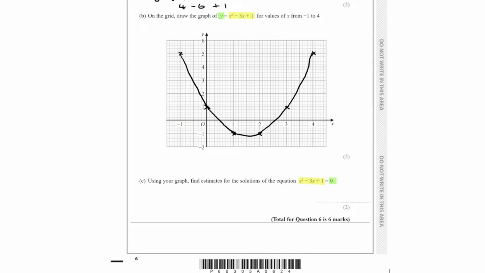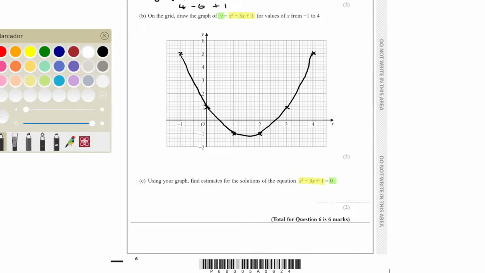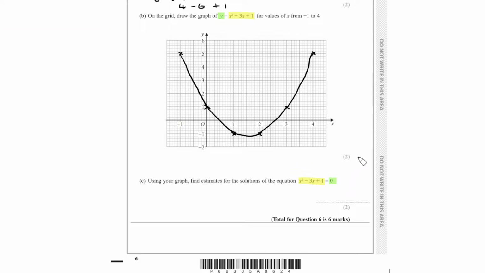So what that is saying, and it's not always 0, sometimes they give you a different number, which is why I'm kind of over-explaining it. What that is saying is when y equals, and then whatever number they give you, in this case, 0. Okay, where on the graph is y 0? Well, that's obviously this line here across, isn't it? As I said, if it's a different number, you go to that horizontal line. Whatever number it is, you go to that line, okay?